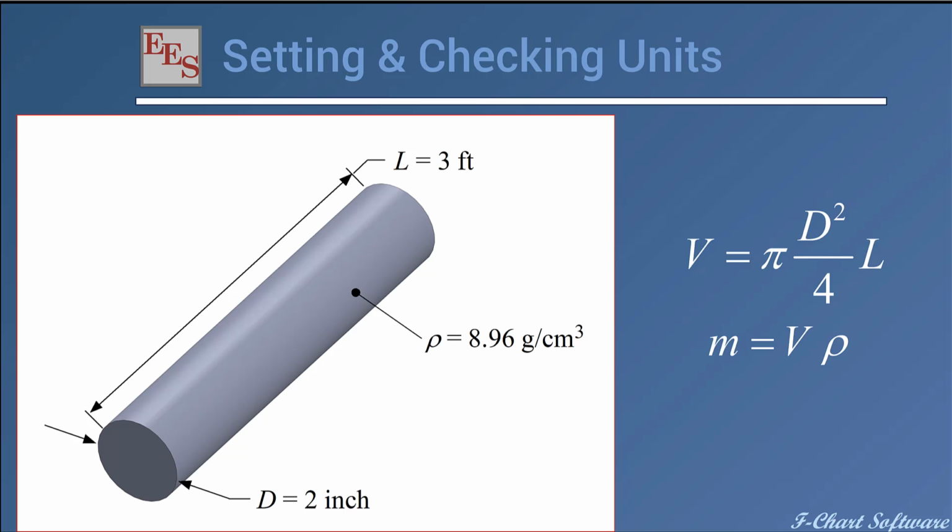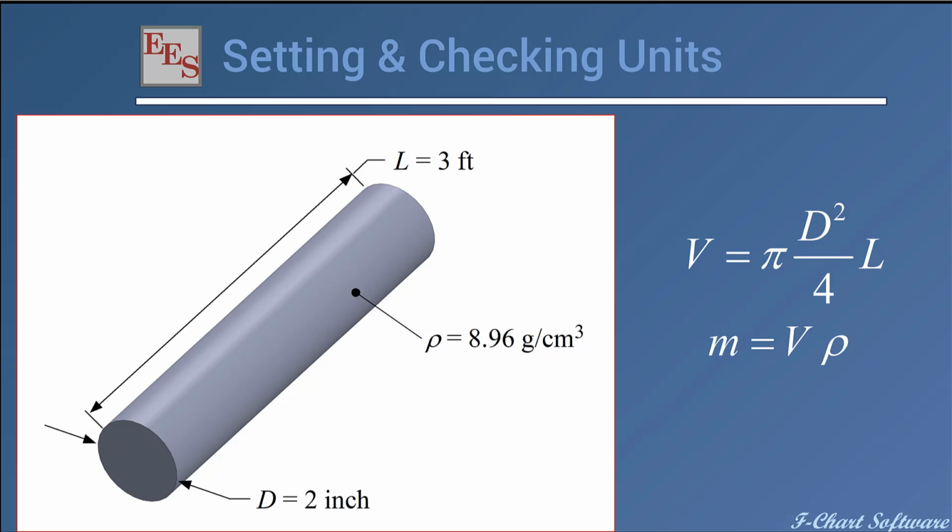So let's do a simple example to illustrate how you can assign and check units in EES. Let's calculate the mass of a copper rod. The rod is 2 inches in diameter and it's 3 feet long, and the density of copper is 8.96 grams per centimeters cubed. You should note that density is a thermodynamic property, and therefore density is available and used for any of the thousands of substances that are included in the EES database, including various forms of copper. But these property functions we will cover in a later video.